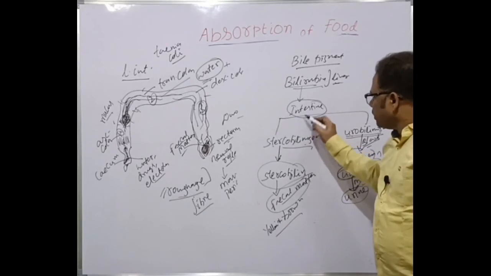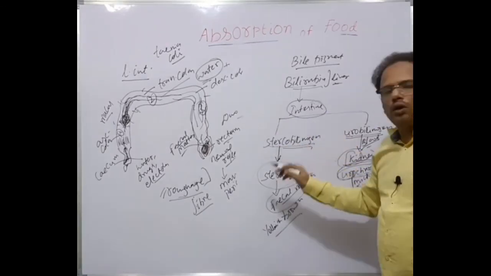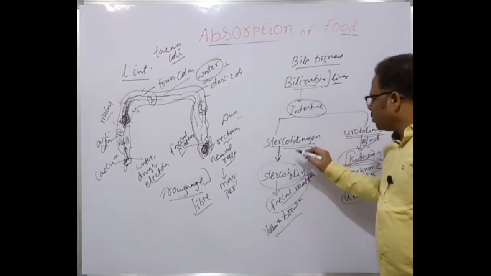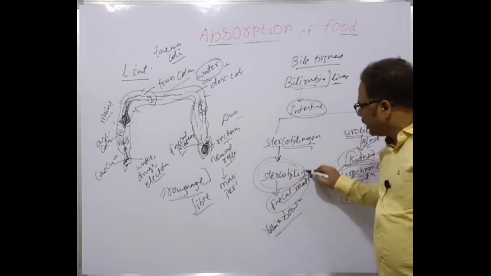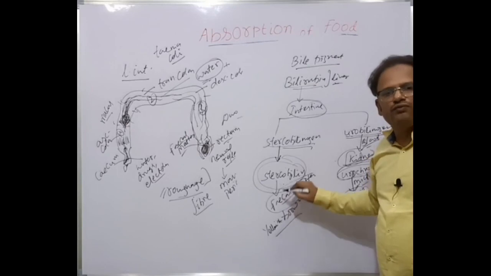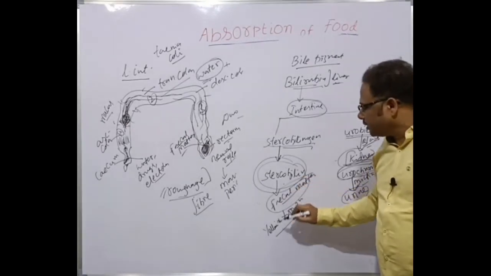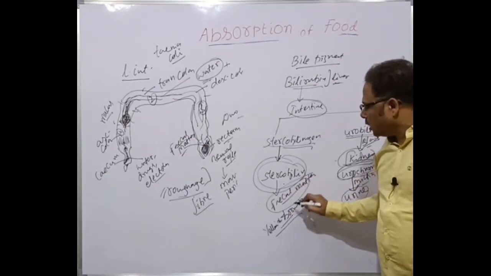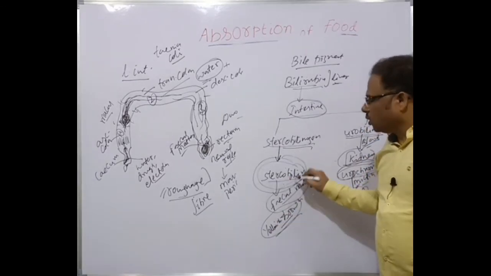Next, the intestine also contains stercobilinogen. The stercobilinogen is converted into which one? Stercobilin. And stercobilin is released outside in the fecal matter during defecation, and the fecal matter has the yellowish brown color because of the stercobilin.